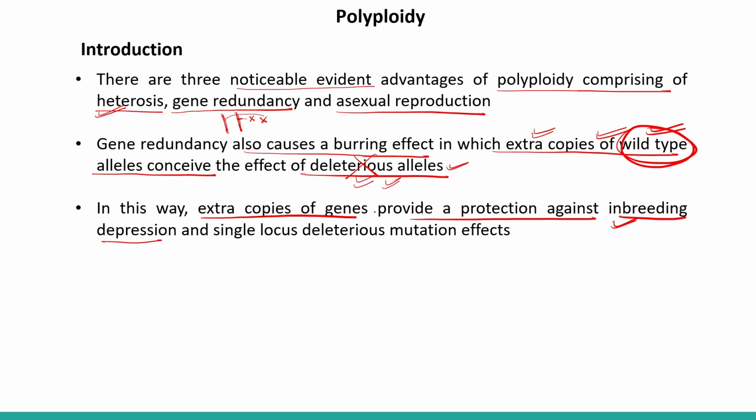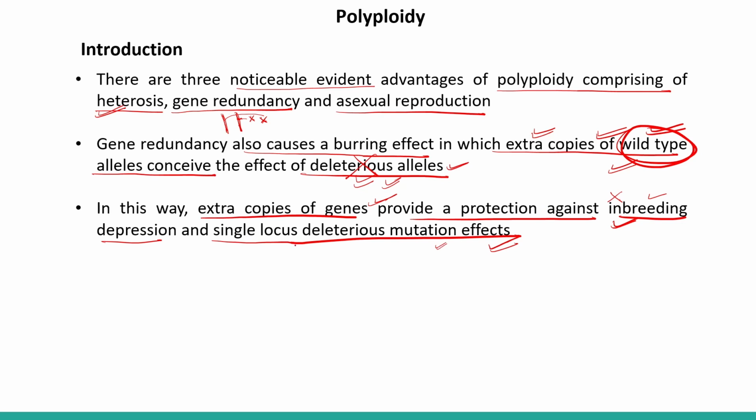But when the genes have extra copies and the gene has the wild type allele, it provides protection to the plant as it does not allow the allele showing the deleterious effect to act. So in this way, extra copies of the gene provide protection against inbreeding depression and the single locus deleterious mutation effect.